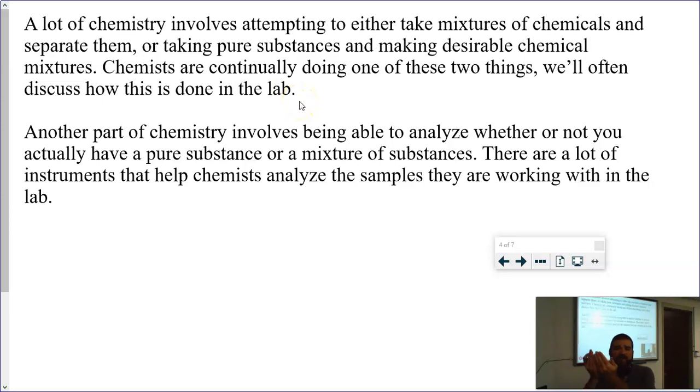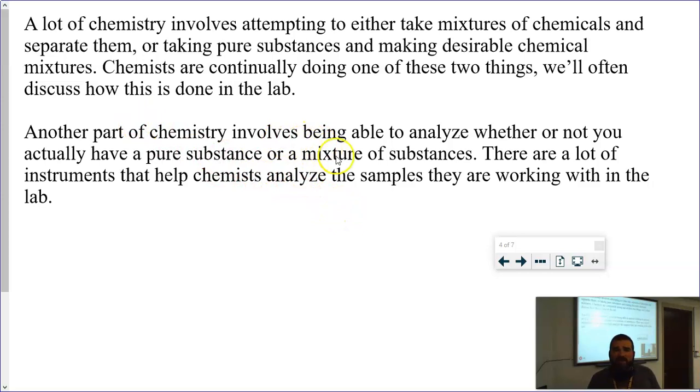Either I've got a mixture of things that I don't want combined anymore, so I'm going to determine a method to separate them. Or vice versa. Hey, here's one substance, and I'd like to mix it with this substance and see what happens, right? We're going to make observations as we mix these two things together and determine the outcome. Now that's a chemical reaction, obviously, but this is chemistry. You're taking things and either separating them or combining them. It's really one of those two processes more often than not.